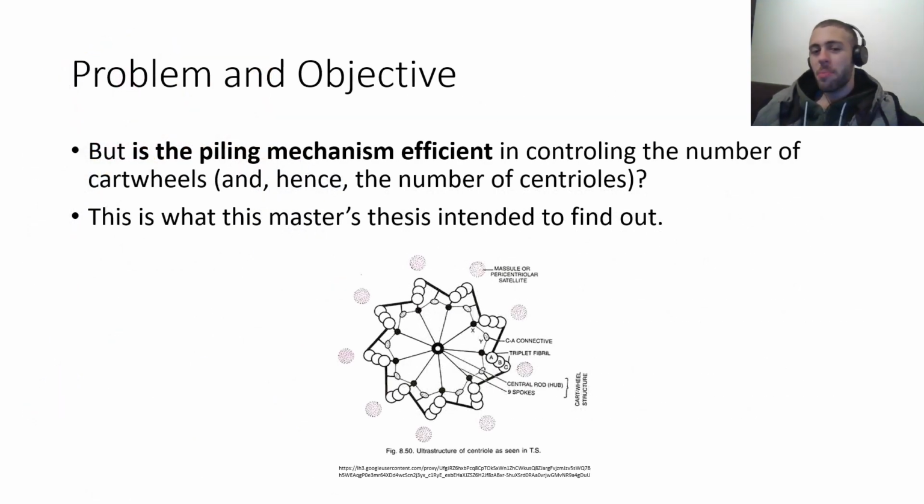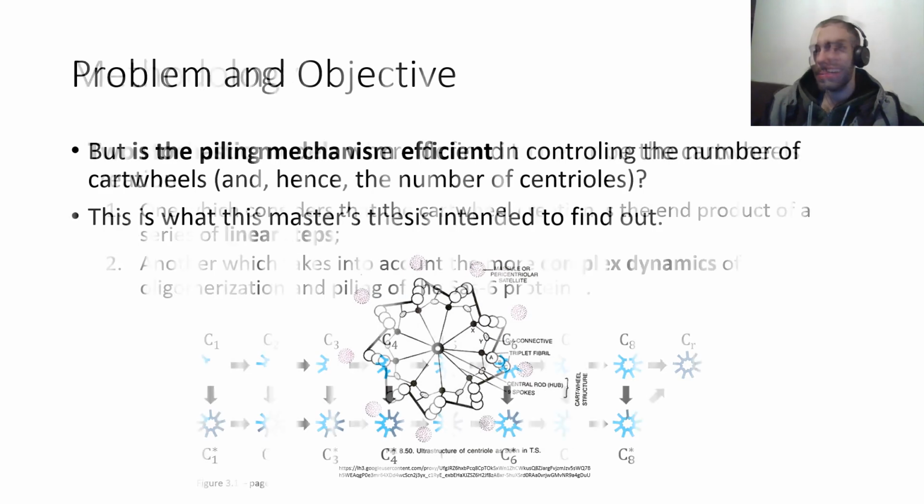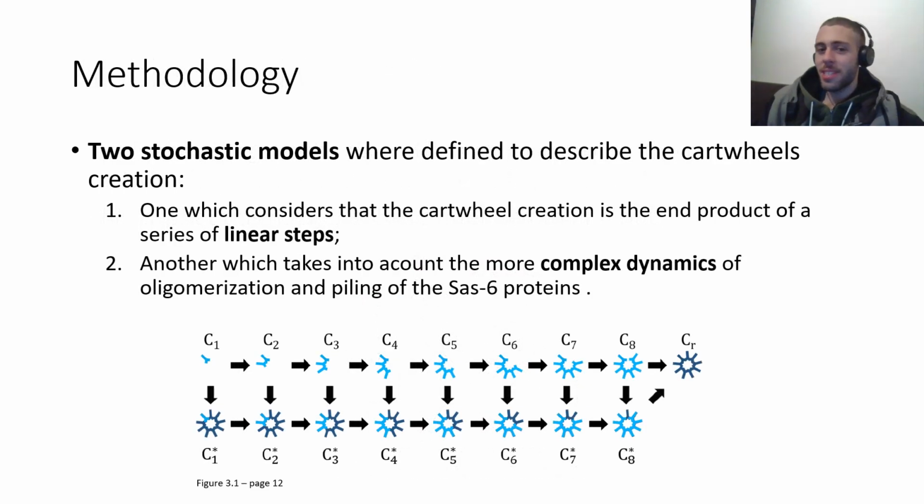But is the piling mechanism efficient in controlling the number of cartwheels and hence the number of centrioles? This is what this master thesis is intended to find out. Okay, and how was this achieved?